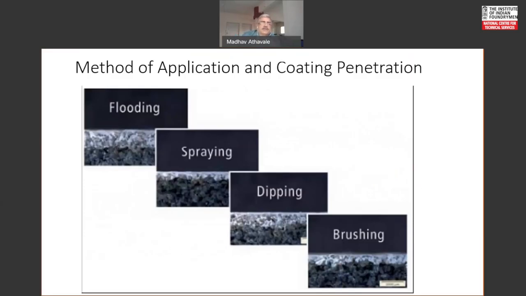A quick picture of what happens. When you are spraying, you will get a thickness which is relatively less. By dipping and flooding, you will get a good level of penetration of the coating inside the core. Brushing gives little more than spraying.